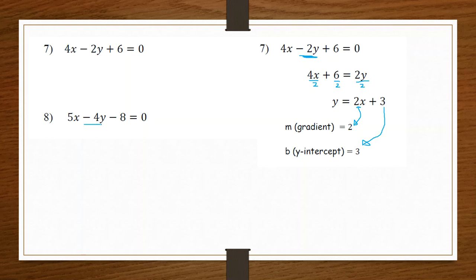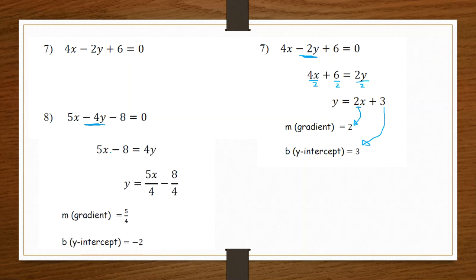Question 8, again it's a negative one, so add the 4y to both sides. So that this 4y goes over this side, and then you need to divide by 4. So this number is our gradient, the coefficient of x, which is 5 over 4, and minus 8 over 4 is minus 2. And that's it.